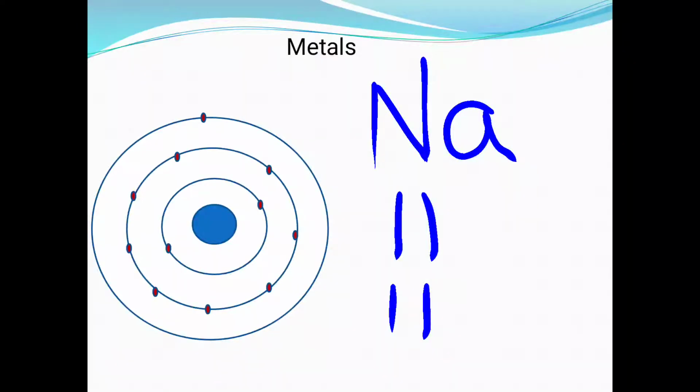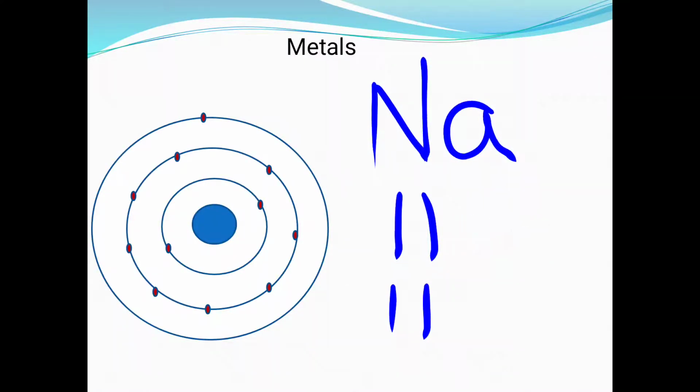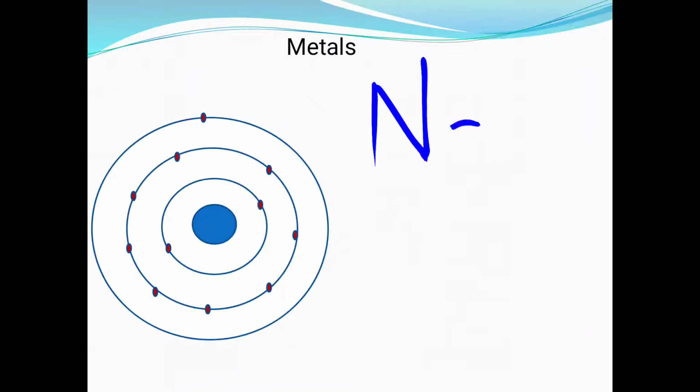So after giving this electron, the number of electrons reduced by 1, it becomes 10 now, right? So the negative charges are now 10 and the positive charges are 11. So this sodium ion we can denote as Na plus, as it has one positive charge more. That's why we can denote it as Na plus, right? So this is the sodium ion which is in stable form, right? So this is about the sodium.